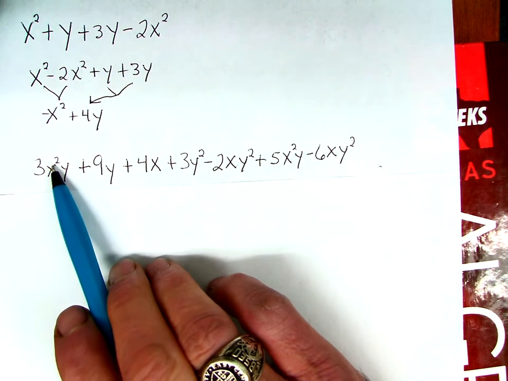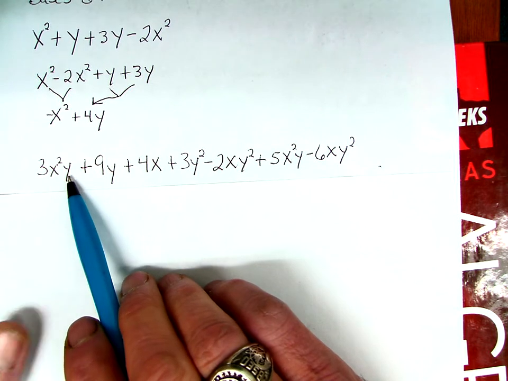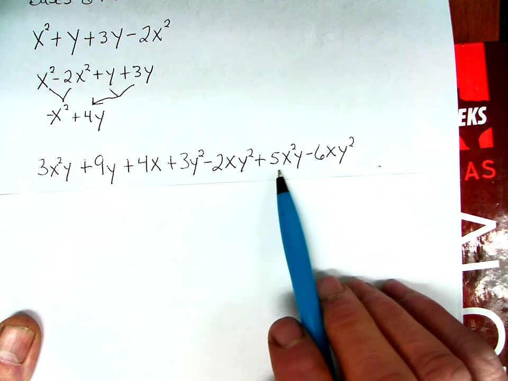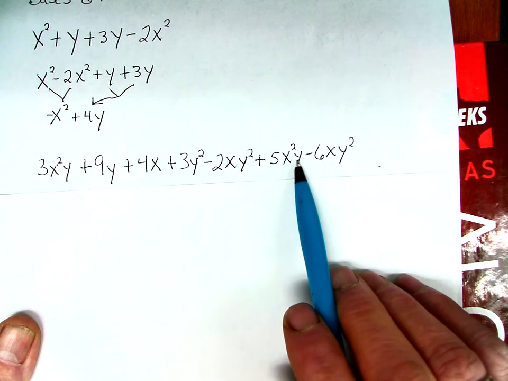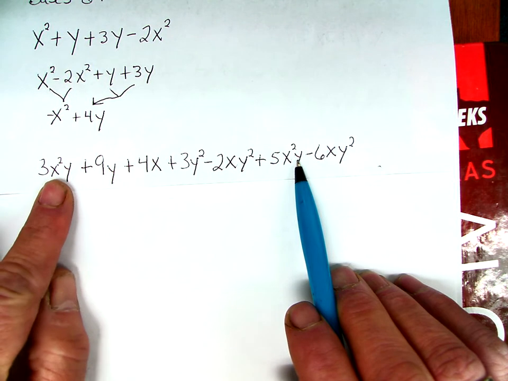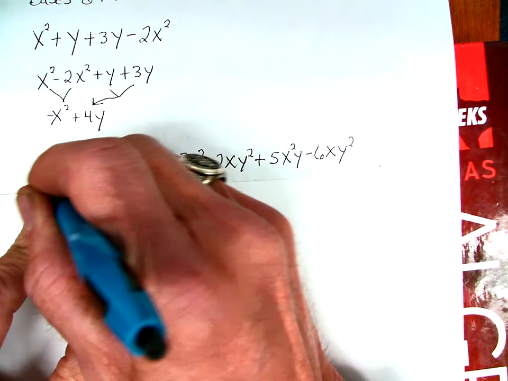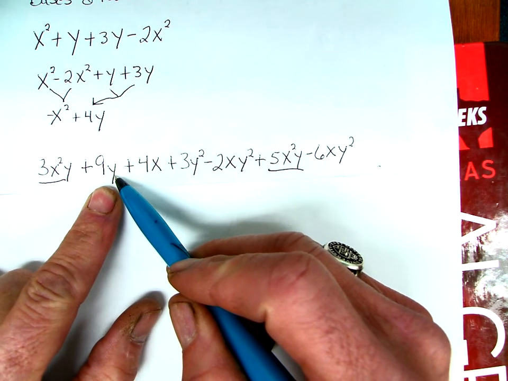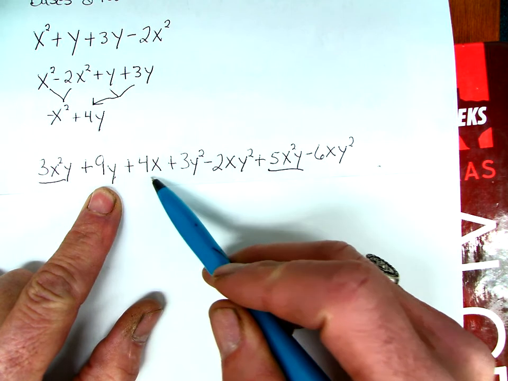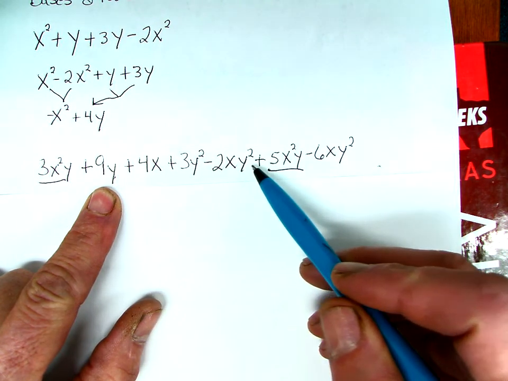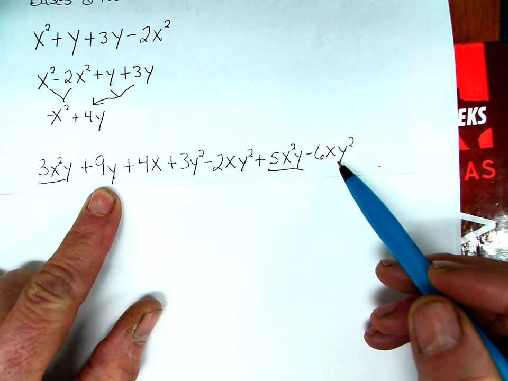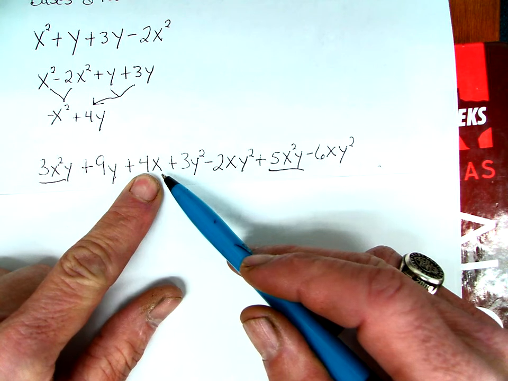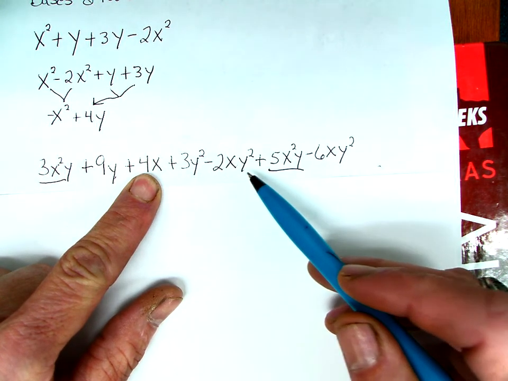I have an x to the second y. So I look through the rest of the expression for an x to the second y. And here we go, x to the second y. So those two will get put together. I'm going to underline those two. Now I have a 9y to the first power. And through the rest of this expression, I have no more, just y to the first power. Likewise here with this x to the first power. There are no more x's to the first power.